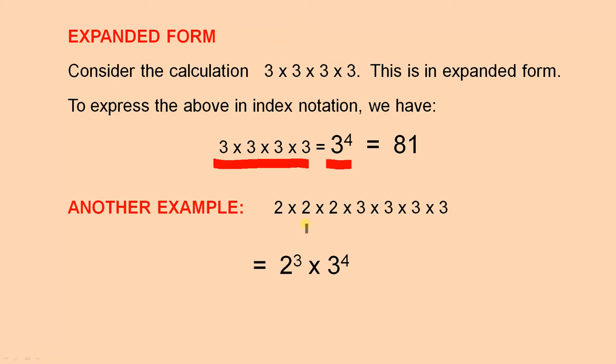Another example. If we have 2 by 2 by 2, and we multiply that by 3 by 3 by 3 by 3, the shortened form or index notation gives you 2 to the power of 3, and this part is 3 to the power of 4. So that's called index notation.